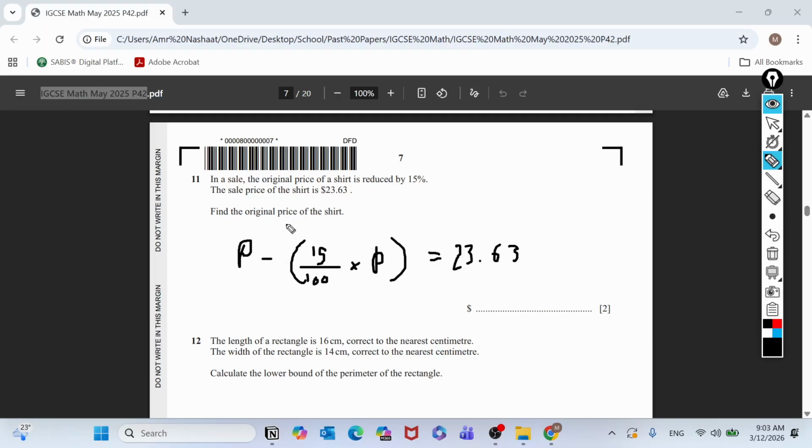You reduce the original price. If you increase it by 15%, it's not going to reach the same amount. Why? Because 15% of this is going to be less than 15% of the original price. So yeah, you put it on your calculator. Shift solve, you're going to get 27.8 dollars. Okay.